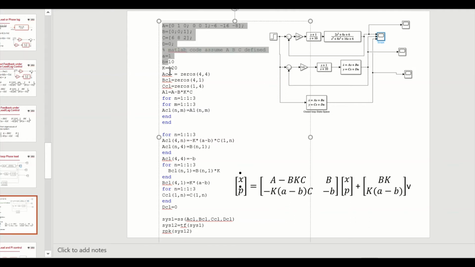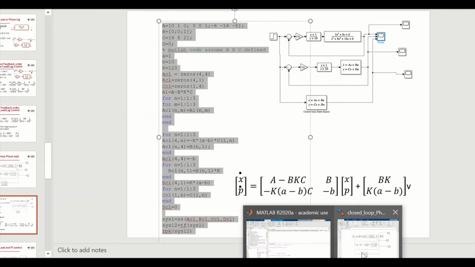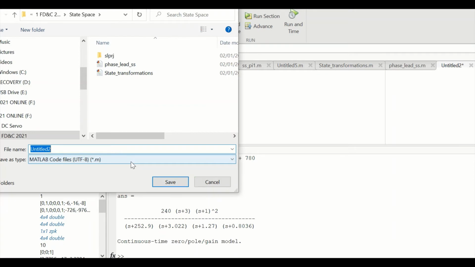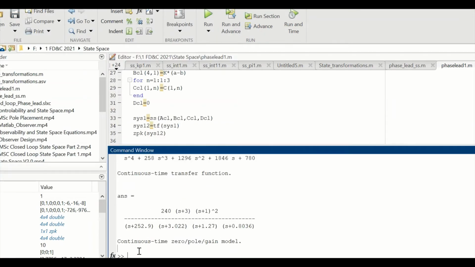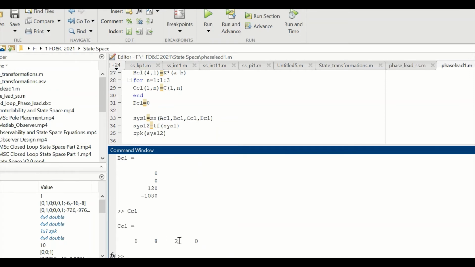Just to have a look at this work, if we were to take this code here, I could just go into there and copy it, and then go into MATLAB and paste it here and run the code. I'll call it phase lead 1, and then we can look at ACL. There's the closed loop, that's the a minus b k times c. There's the b matrix, which is 0, 0, 1, and then there's the minus 10 for the minus b there. If we do BCL, there's the BCL there, and if we do CCL, we get the C matrix with a 0 in the end.